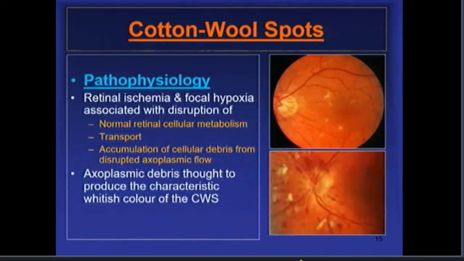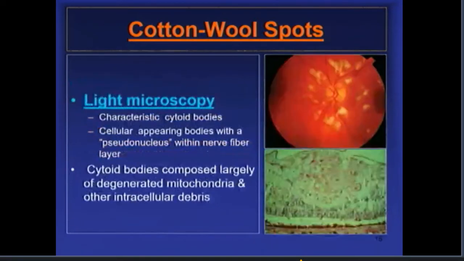The pathophysiology of cotton wool spots is usually from retinal ischemia and focal hypoxia associated with disruptions of normal retinal cellular metabolism, transport, and accumulation of cellular debris, and axoplasmic debris, thought to be the one that leads to the color and shape of the cotton wool spot.